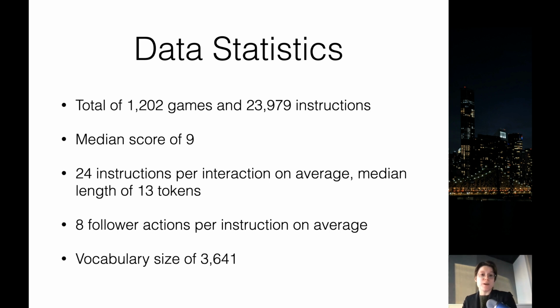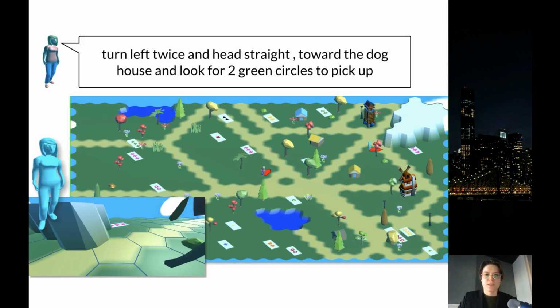Okay, so we ended up with 1,200 games and almost 24,000 instructions, with a median score of 9 points. The maximum score, I believe, was around 20 points, which is very impressive, actually. In each interaction, we had an average of 24 instructions, a median length of 13 tokens, and a median number of 8 follower actions per instruction. And our vocabulary size is pretty big at about 3,600 tokens.